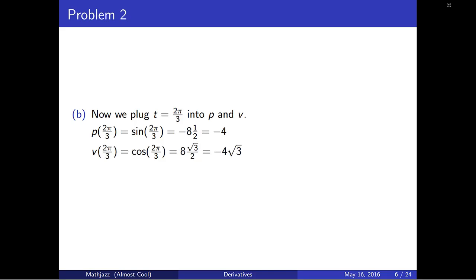Velocity is obtained the same way. We plug in 2 pi over 3 into 8 cosine of 2 pi over 3. Hey, I have the sign correct on this slide. I apologize for the previous one. Which is going to be 8 times square root of 3 over 2, which is going to be positive 4 times square root of 3. Sorry, I kind of rushed these slides, but I'll have them fixed pretty soon.